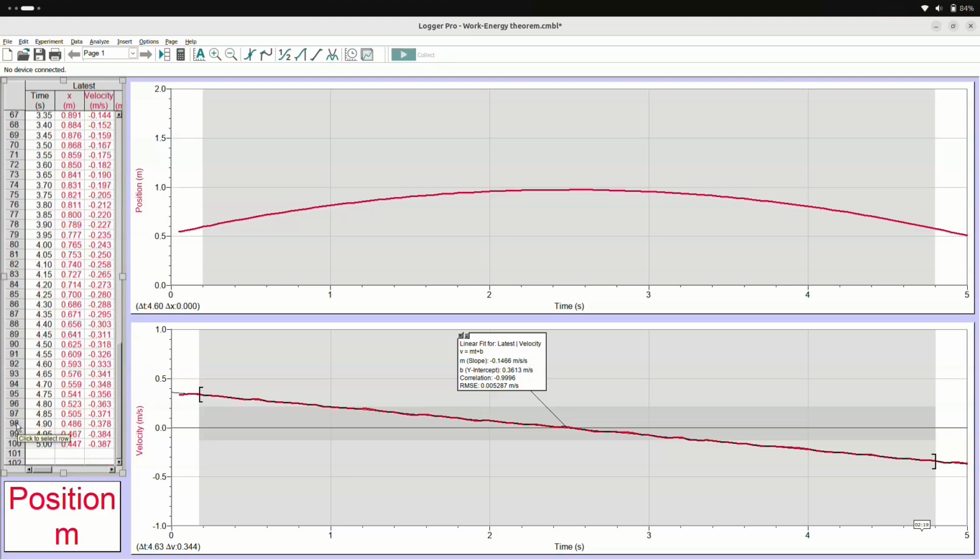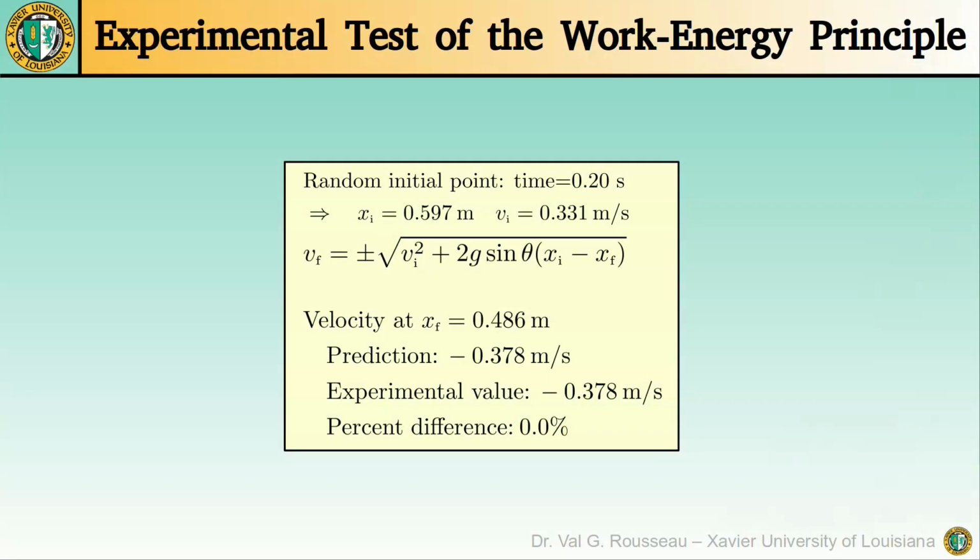For example, at 0.486 meters, for which the experimental speed is 0.378 meters per second in the negative direction. This is the exact same value as the prediction, so we have a perfect agreement here. To conclude, this experiment supports the validity of the work-energy principle as well as the meaningfulness of the concept of kinetic energy.